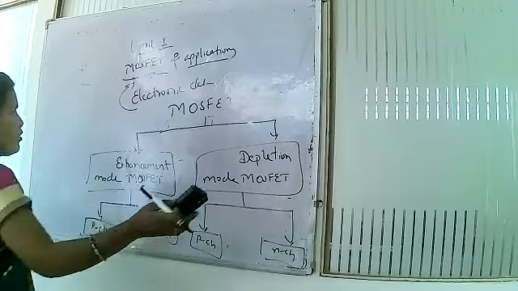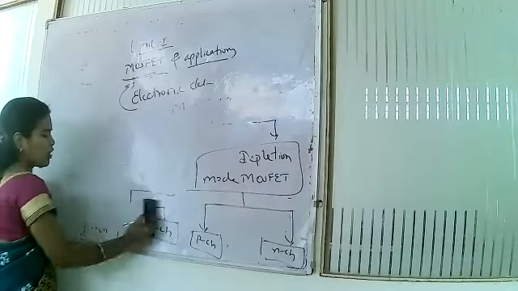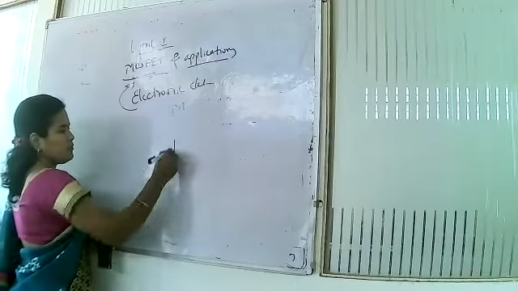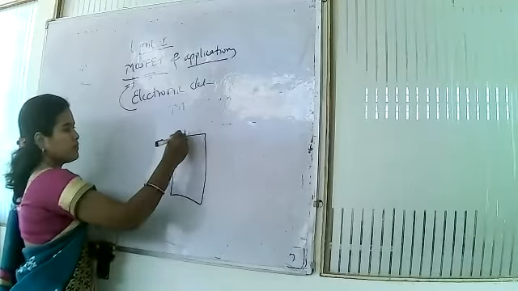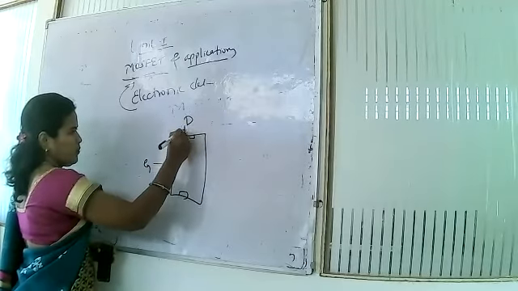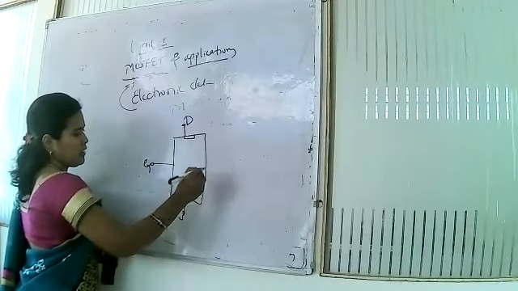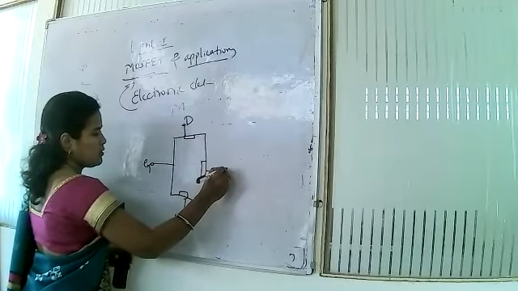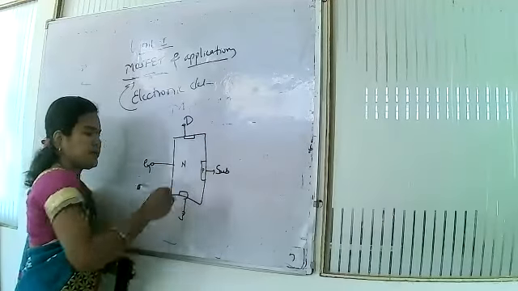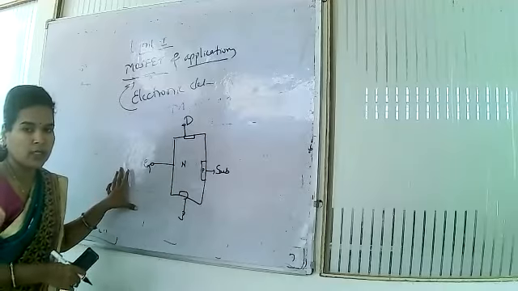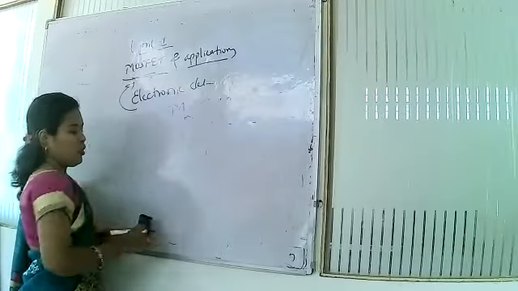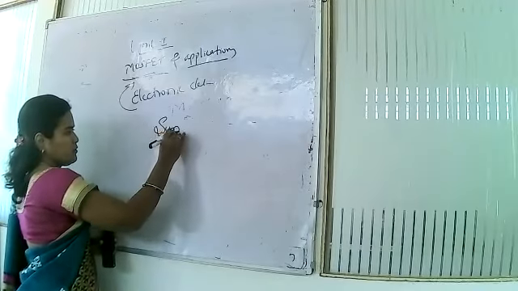Now we will study the symbol for the MOSFET. What I told you just now about the construction: I am simply showing the gate, drain, and source, and here the substrate. It may have P and N. In the next lecture, we will study in total how the construction will be. This is just the introduction lecture. Now we will study the symbols.